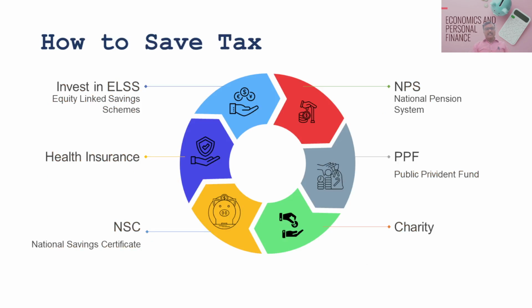So this slide displays different methods for reducing your income tax alongside the option covered in the earlier slide, which includes provisions under Income Tax Act 80C. There are additional ways to save taxes. For instance, you can consider investing in the National Pension System or purchasing health insurance.